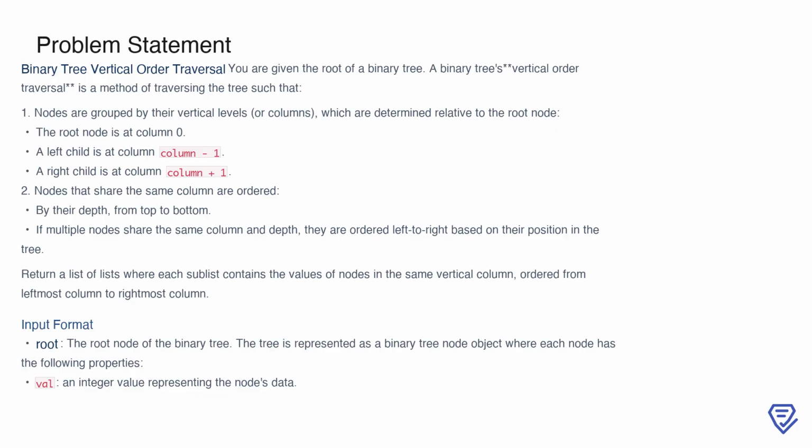Within the same column, nodes are further sorted by their depth, meaning nodes higher up in the tree are considered before nodes lower down. Additionally, if multiple nodes share the same column and depth, they are ordered from left to right based on their position in the tree. The final output is a list of lists, where each sublist contains the values of nodes from the same vertical column, listed from the leftmost column to the rightmost column.